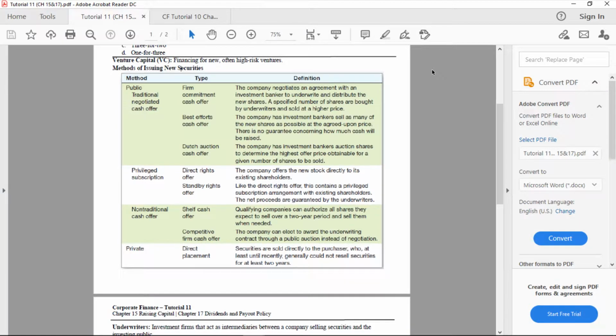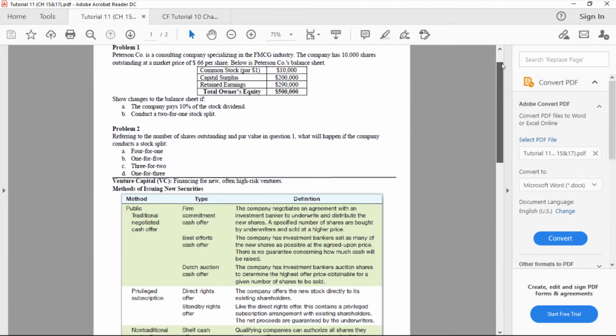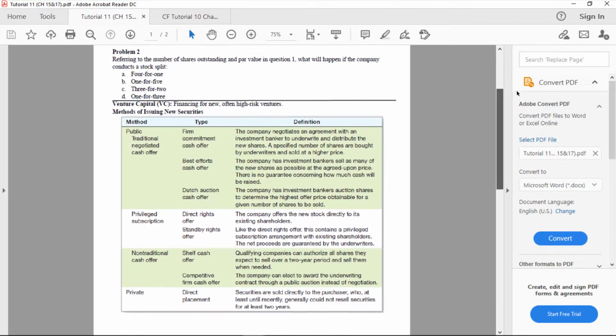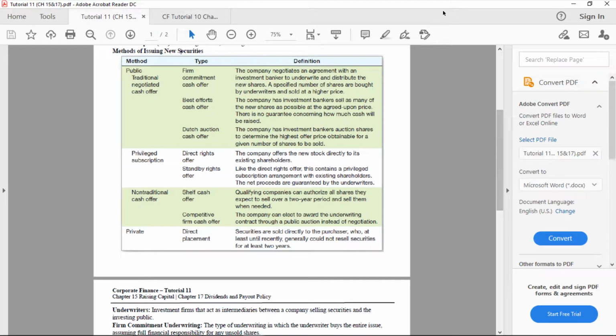The first one is the 15th chapter about raising capital, and the second one is the 17th chapter about dividends and payout policy. So I'm gonna give you an overview of the 15th chapter about raising capital. There are basically two types of raising capital. The first one is to issue debt, and the second one is to issue shares or stocks, or call it equity financing. There are various methods in issuing new securities.